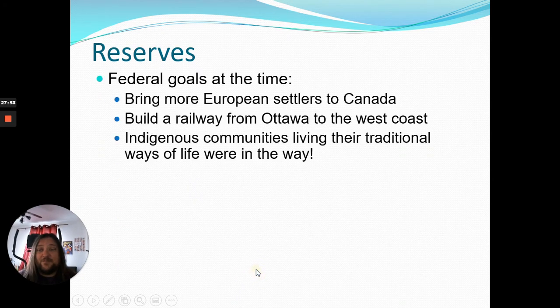So the federal goals at the time, again, we're talking about the initial creation of Canada as a country, and as we know, back then Canada didn't have the same borders that it does today, so they were wanting to open it up. They were wanting to bring more European settlers to Canada, to populate it with people of European descent, especially British, French to a certain extent. They wanted to build a railway from Ottawa to the West Coast to facilitate that settlement. So all these Indigenous communities who were still living their traditional ways of life were in the way of this grand goal that Canada had.